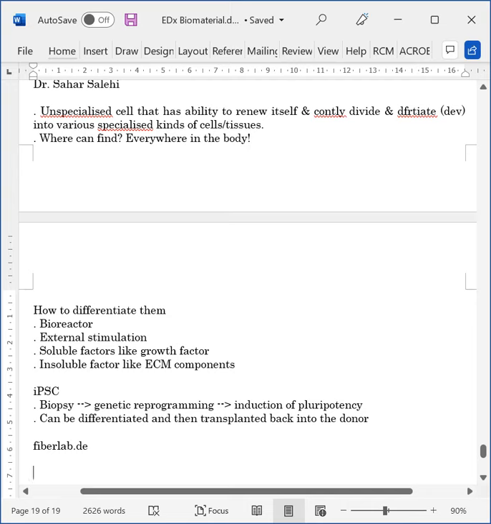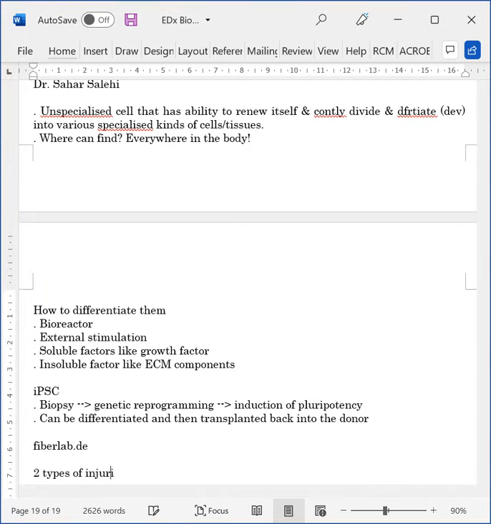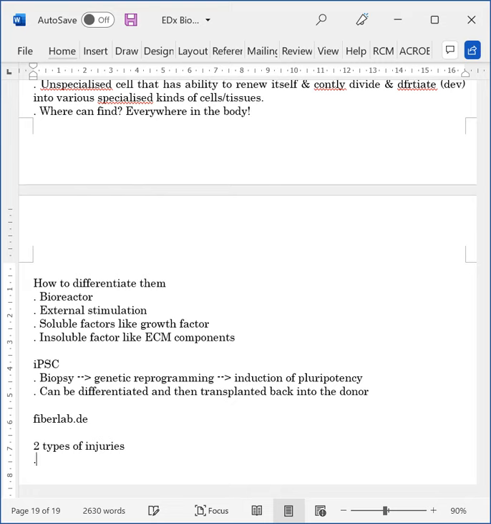And several organs and tissues which all heal differently.